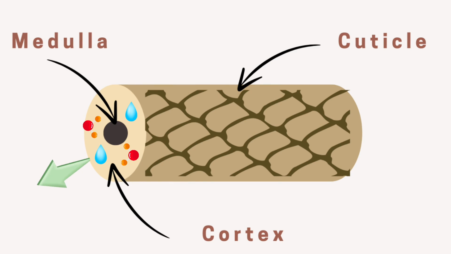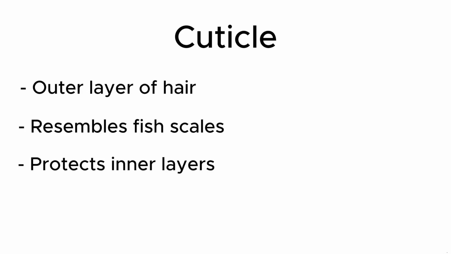Now, if those outer layers don't close properly, this can cause color molecules as well as moisture to slip right out of the hair. This is why hair that's damaged feels more dry and also doesn't hold on to color very well. And so the purpose of the cuticle is to protect the inner layers of your hair and to hold in moisture and color.